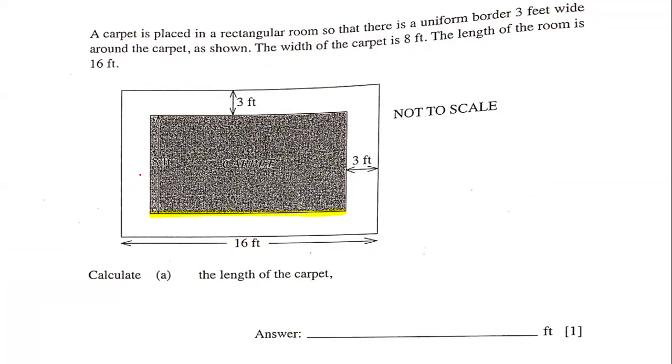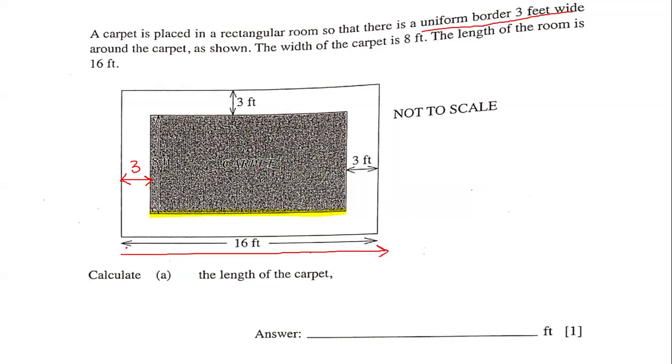we notice that this right here is 3 feet, and so this right here is also going to be 3 feet. How do we know that? Because it says right there in the question that it has a uniform border 3 feet wide around the carpet. So we know that this is 3 feet and this is also 3 feet. We also know that the entire length of the room is 16 feet.